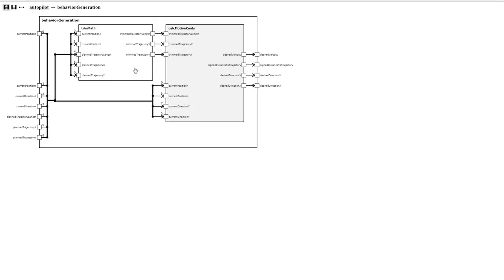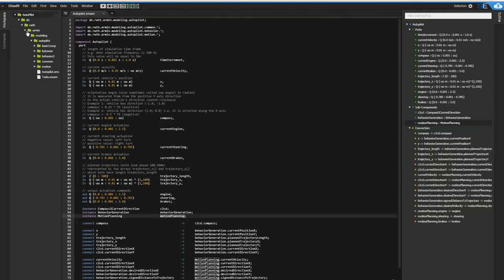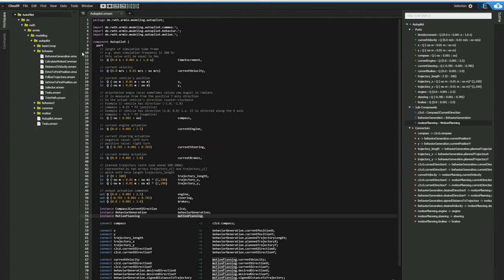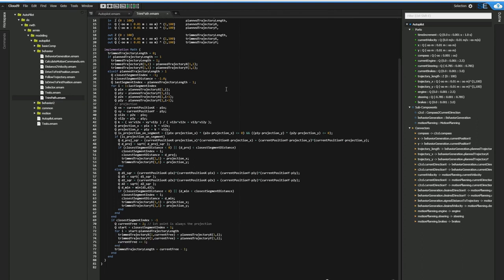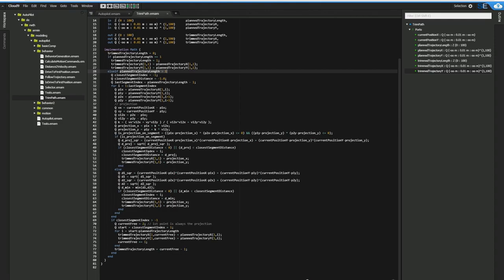Depending on the car's current position, which is given by the input values of behavior generation, the path on the given trajectory can be trimmed. To trim the path, we check how many points are left. If there is only 1 point, then there is no trimming needed. If there are more, we iterate through them and take the closest point. All trajectory points before this one can then be trimmed.